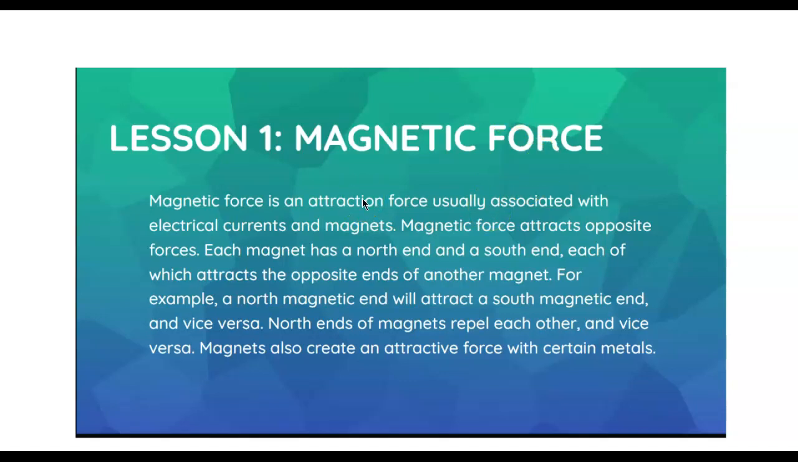Magnetic force attracts opposite forces. Each magnet has a north end and a south end, each of which attracts the opposite ends of another magnet. For example, a north magnetic end will attract a south magnetic end, and vice versa. North ends of magnets repel each other, and vice versa. Magnets also create an attractive force with certain metals.